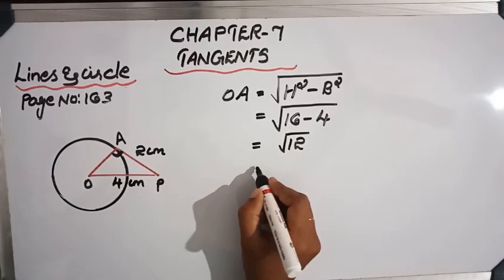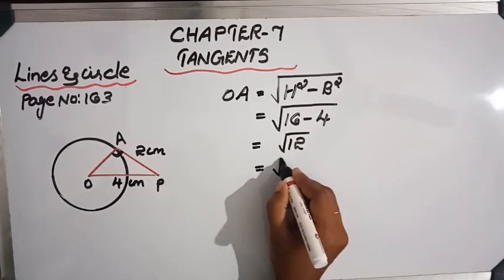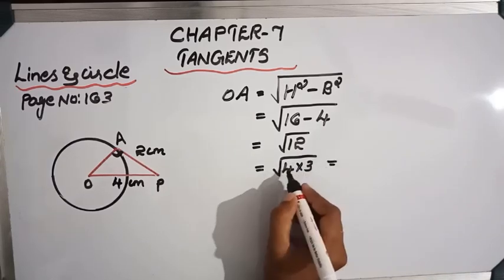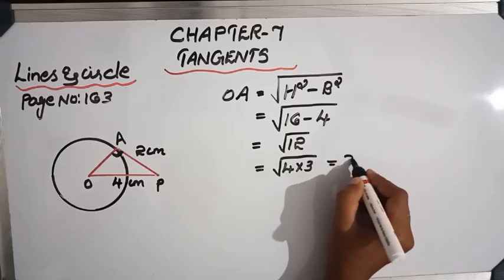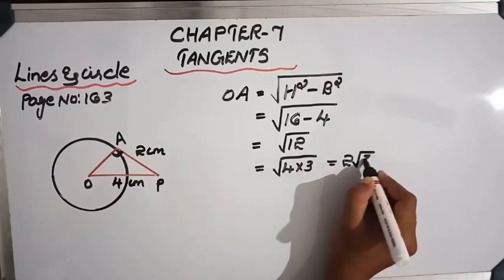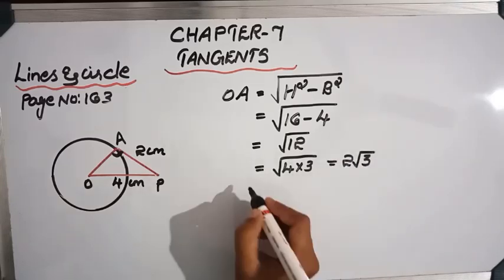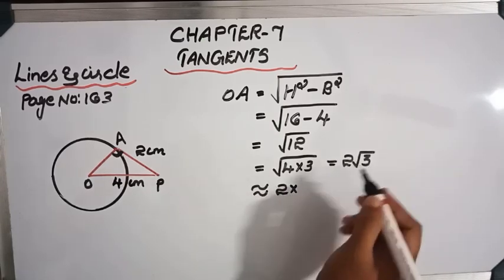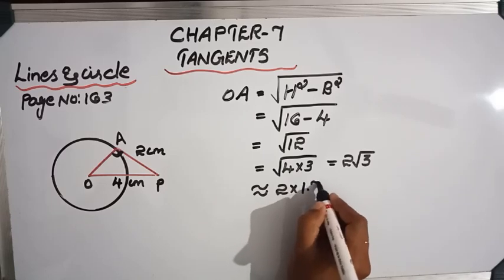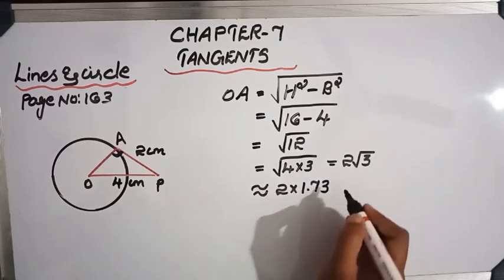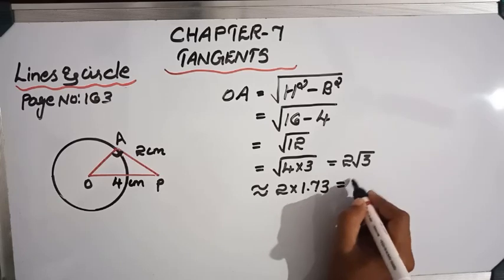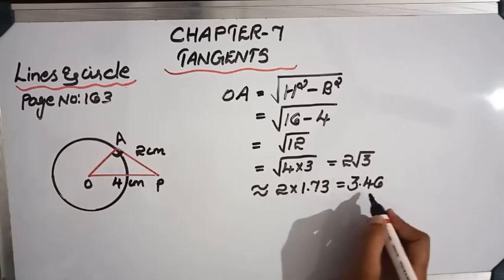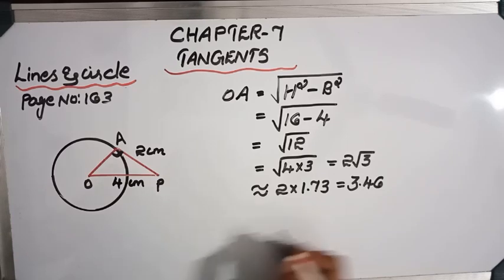Now let's simplify this root 12. That is root of 4 into 3, 4 3s are 12. Now root 4 value is what? 2. So take that 2 outside. 2 root 3 is the answer. Now this is approximately equal to 2 into root 3 value, which is 1.73. When you multiply this, you will get 3.46 as the answer.